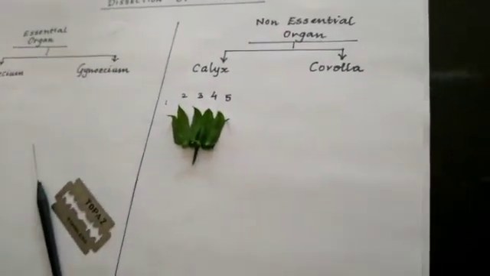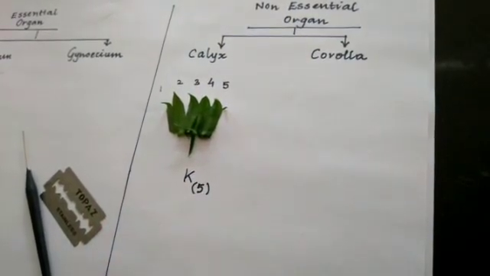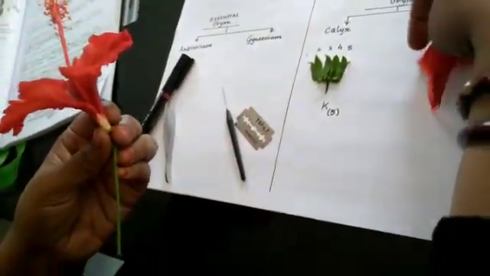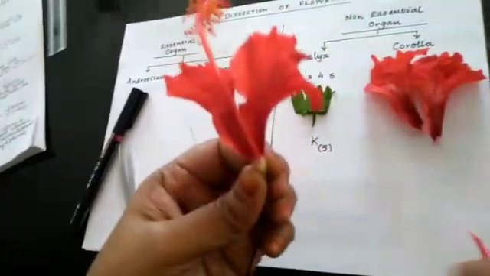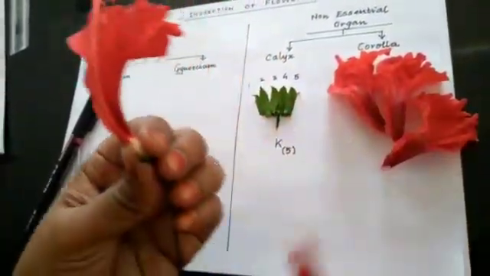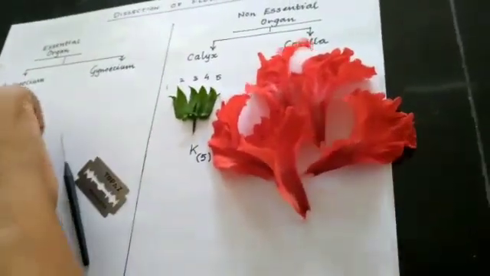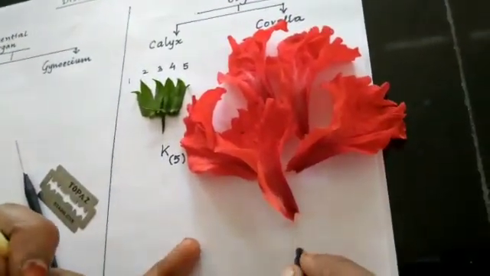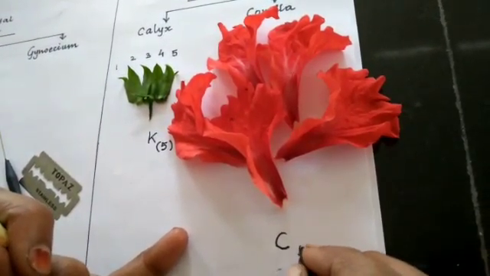Calyx, 5. Now the corolla. The corolla is made up of petals. There are 5 petals present. That's why we will write here C, which stands for corolla. The symbol for corolla is C and 5.